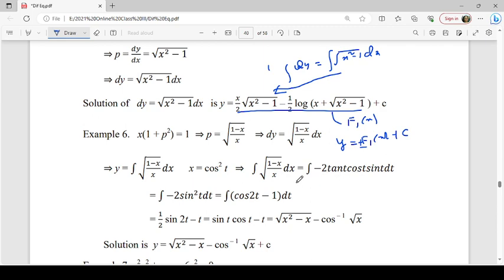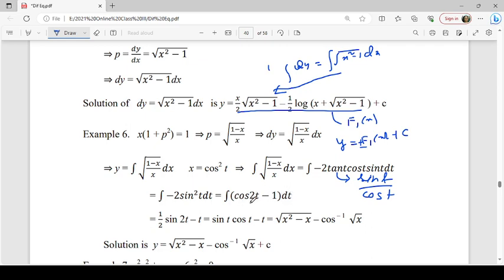So the integration is now, tan t I can write as sin t by cos t. Then this cos t and this cos t cancel, remaining only sin t into sin t, so it is sin² t. So 2 sin² t, and 2 sin² t is cos 2t minus 1.